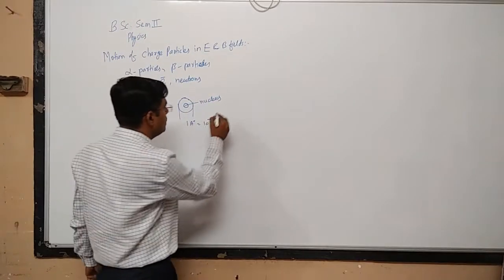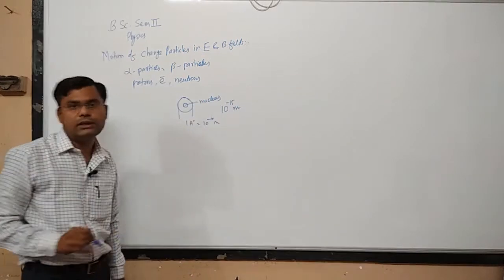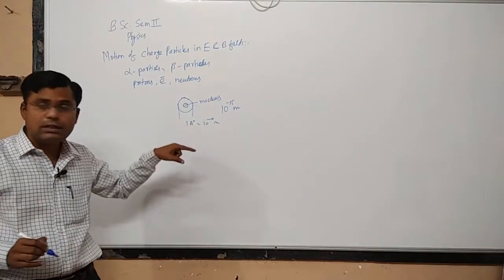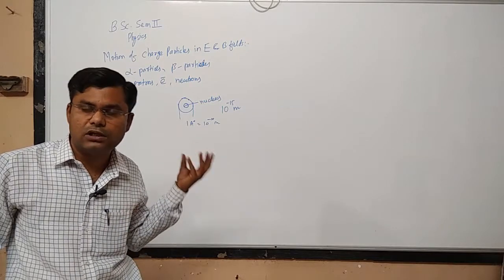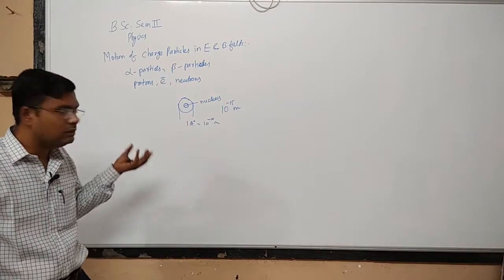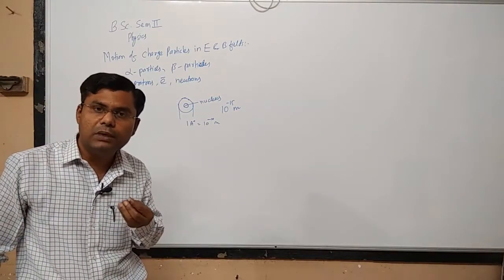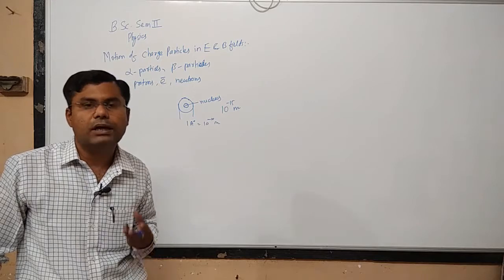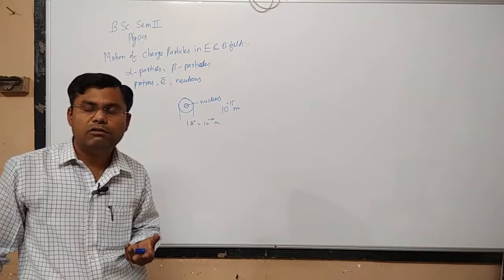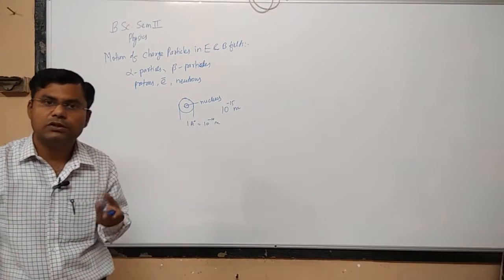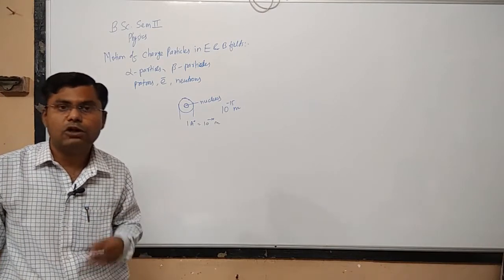And what is the size of this nucleus? The size of the nucleus is about 10 raised to minus 15 meters, or 1 femtometer. In this nucleus there are so many protons and neutrons, so you can imagine what would be the size of these particles. The size of these particles is very small, and we have no method to directly observe them. So what do we have to do? We have to understand the properties of these particles, and only then will we be able to explain the complete nature of the universe.